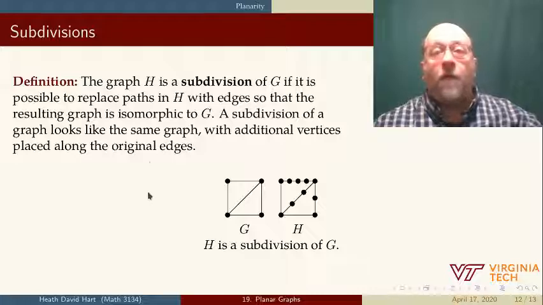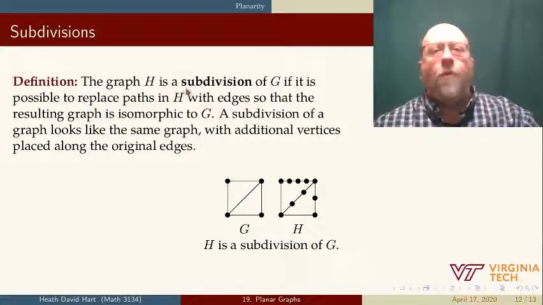So how can we tell if a graph is planar? We need one more definition. The graph H is a subdivision of G if we replace paths in H with edges so the resulting graph is isomorphic to G. That is, a subdivision looks like the original graph, except that we've just added more vertices along the paths, along the edges. So H is a subdivision of G.